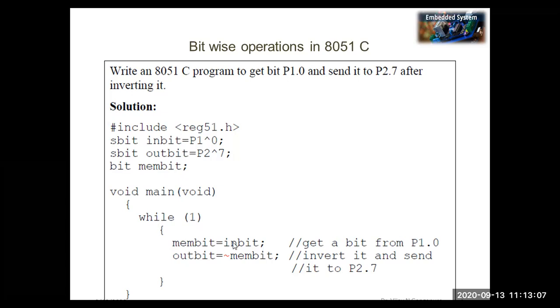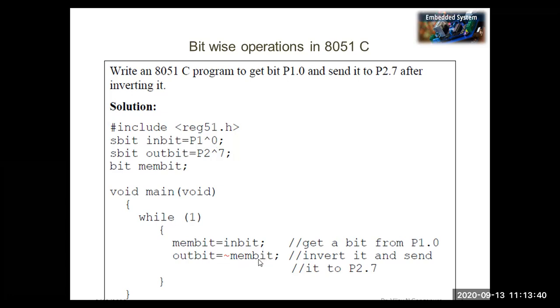So mem bit is equal to in bit means what? In bit means port 1 pin number 0. So what I am doing here is getting the data on pin number 0 of port 1. I am reading data on pin number 0 of port 1, and I am storing that data in mem bit. Then out bit is equal to tilde mem bit, which is the bitwise inversion or NOT operation.